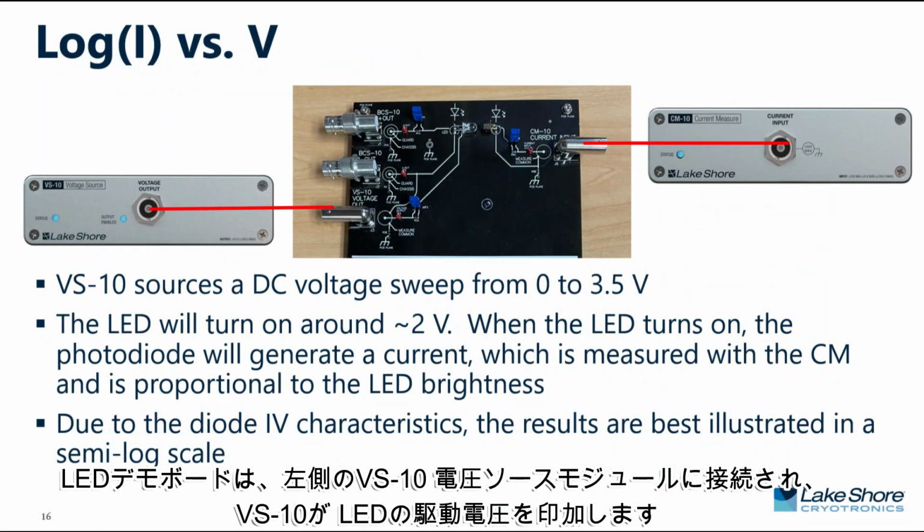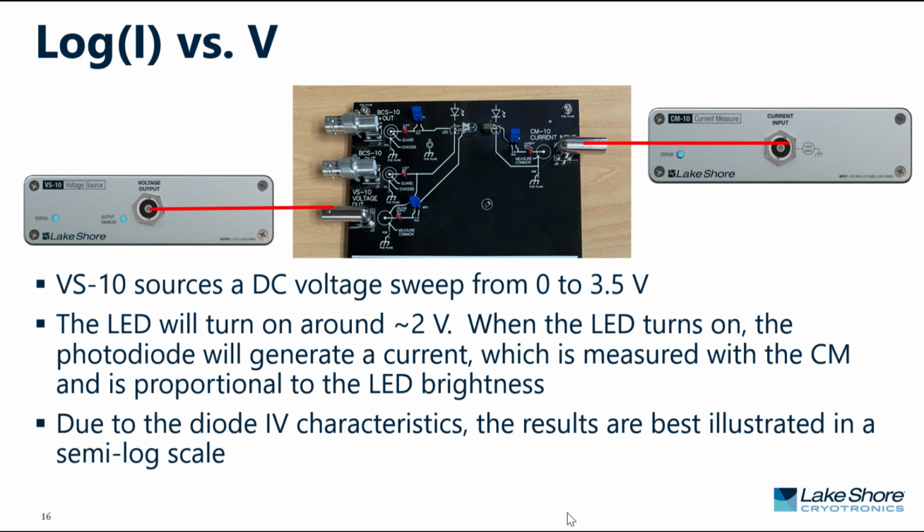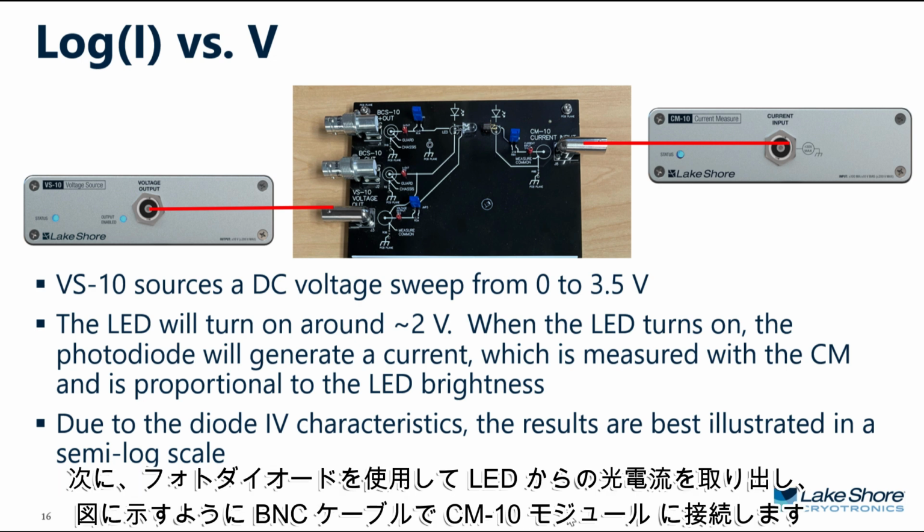The LED demo board will be connected to the VS10 on the left-hand side of the board, connected to the LED itself, and that's going to be the drive voltage for the LED. And then we're going to be monitoring the photocurrent from the LED using a photodiode, connecting with a BNC cable to the CM10 as shown in the diagram.